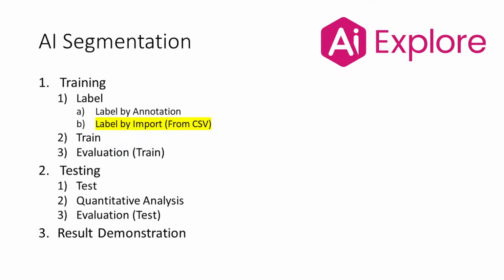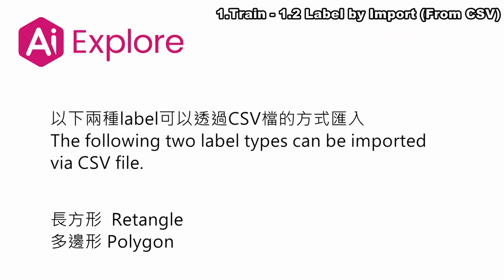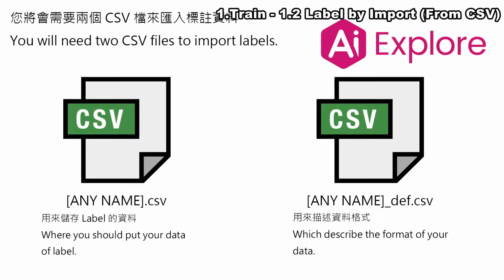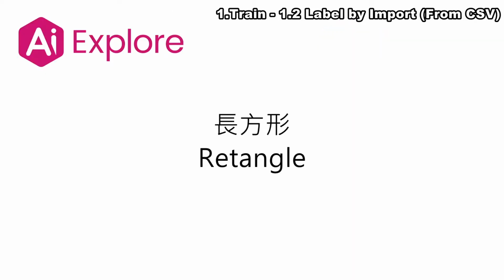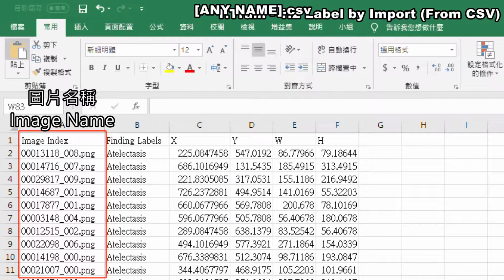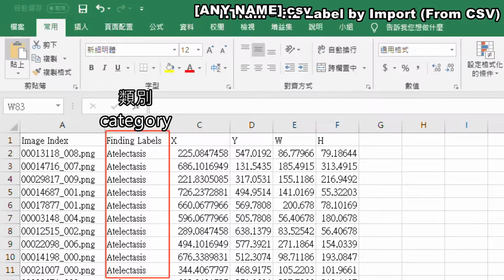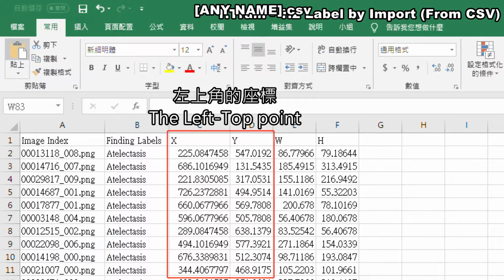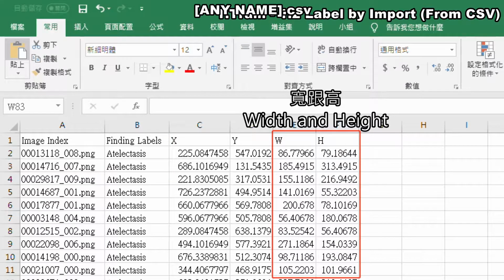Next, we will learn about Label by Import from CSV. The following two label types can be imported via CSV file. You will need two CSV files to import labels. Now, you will learn more about rectangle. In the CSV files, you may find image name, category, the left top point, and width and height.